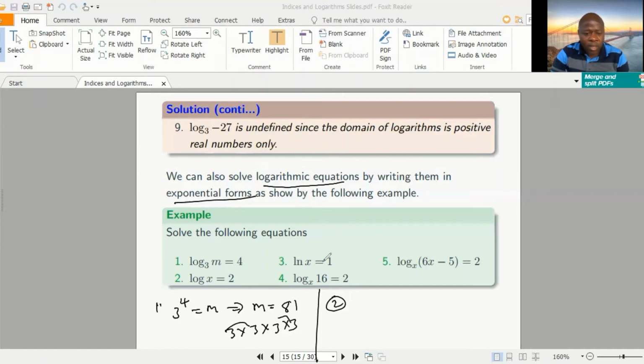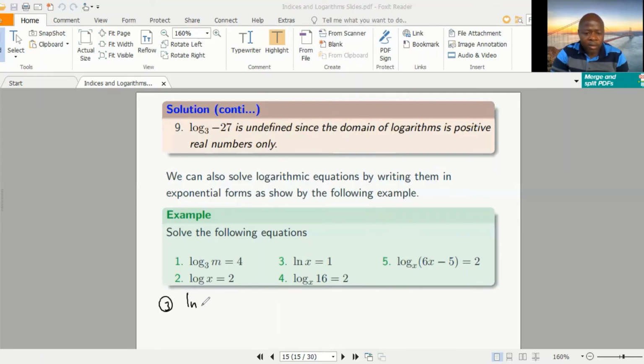What about question 2? What is x? I know that the question that I have there is log of x to base 10, because the base is silent, so I make it 10. And this is 2. So I write this in index form. It will be 10 raised to 2 is x. That means that x is 100. That's what it means. But these are simple questions, just solving.